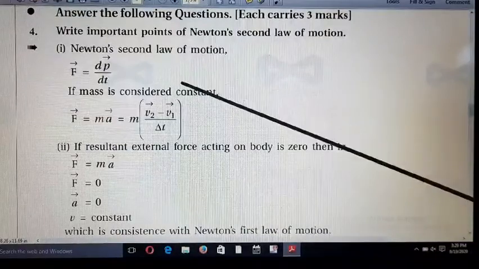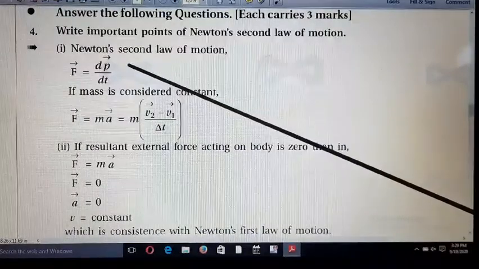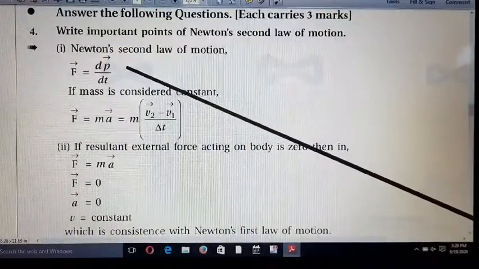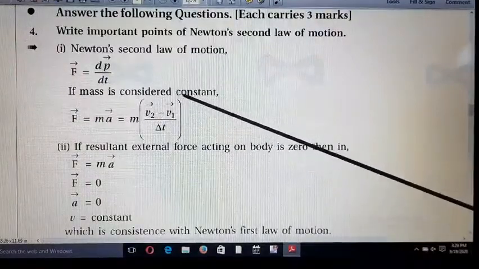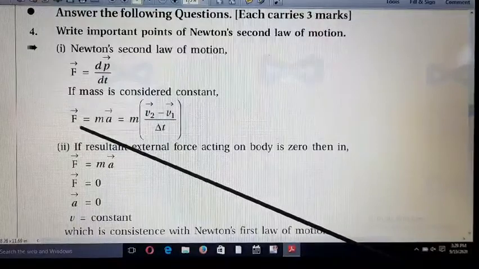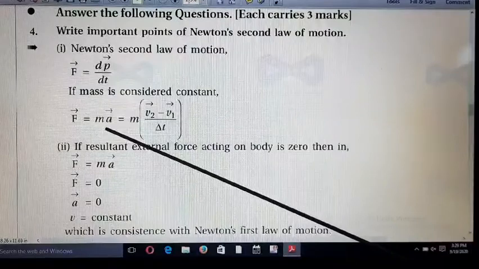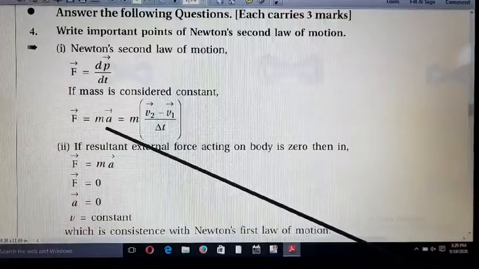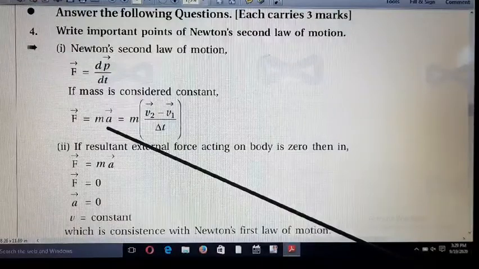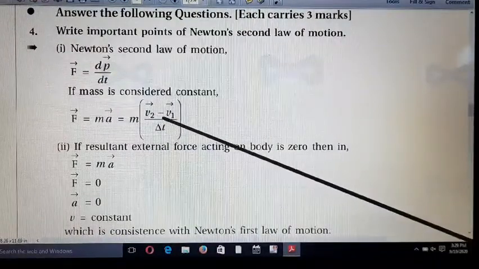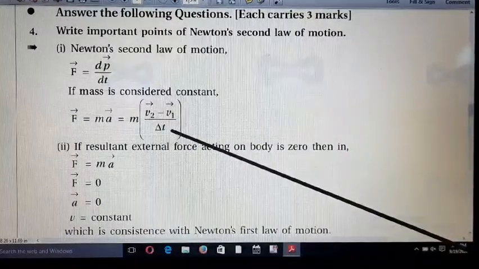Friends, now we have the equation of Newton's second law: F is equal to dp upon dt. If mass is considered constant, here we can write F is equal to ma. Here m is the mass and a is the acceleration. But according to the definition of acceleration, we can write change in velocity upon time, meaning v2 minus v1 is the change in velocity and delta t is the time taken.